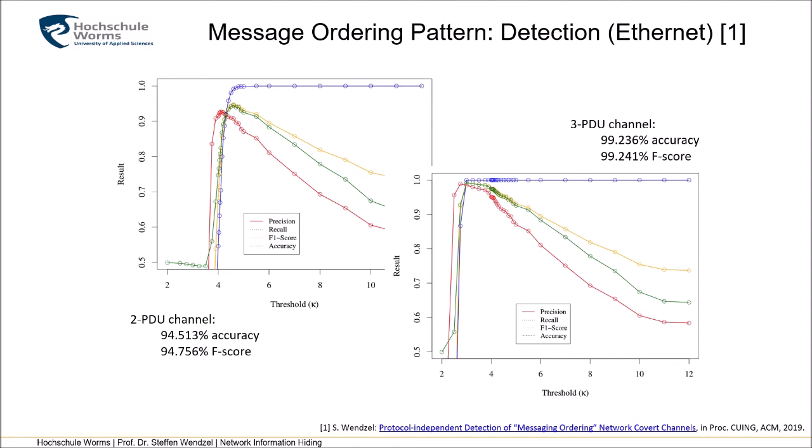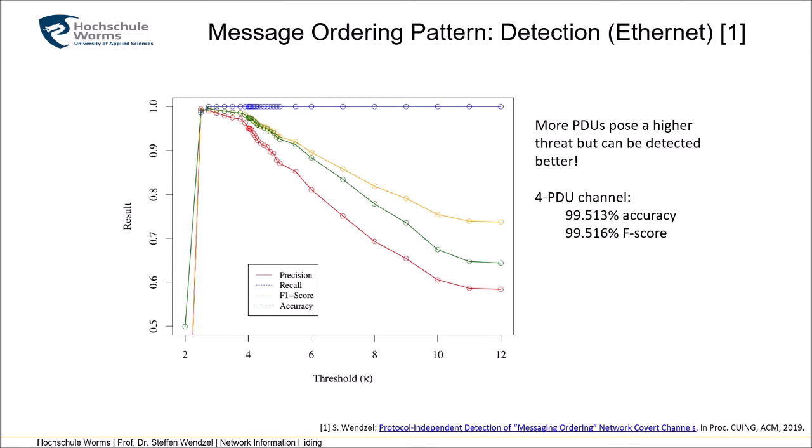This is already a good detectability that is useful also for some scenarios with larger traffic volumes where only few false positives are allowed. If I even use 4 PDUs, then the detectability increases further. So I get 99.5 accuracy and F-score. So the more PDUs are flipped in order in a row, the easier it is to detect the channel.